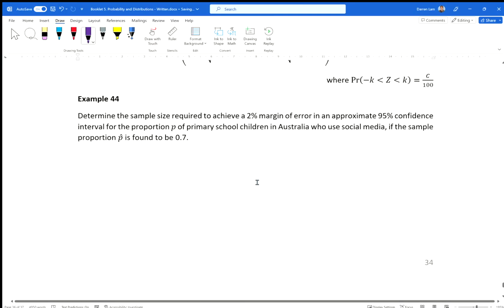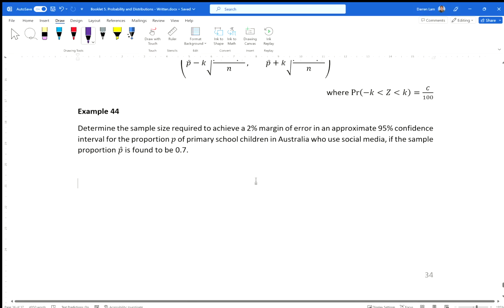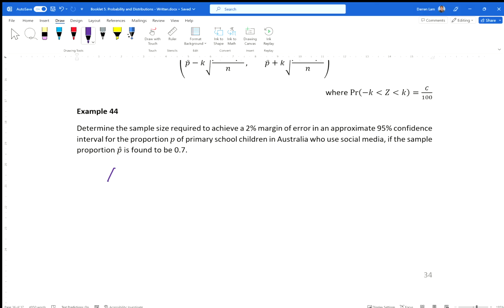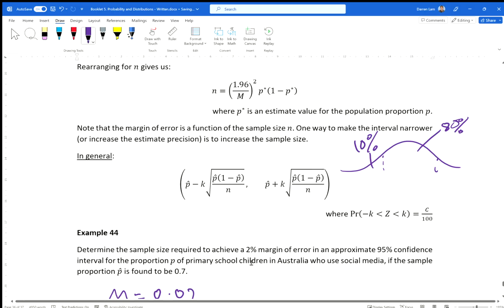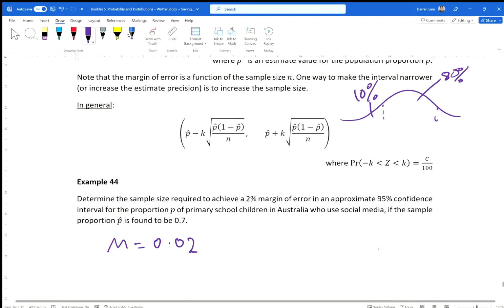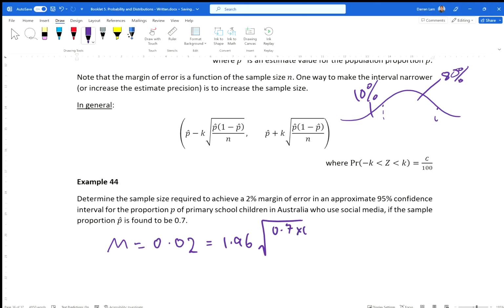Let's move on. Example 44. Determine the sample size required to achieve a 2% margin of error. So now we're finding the n value in an approximate 95% confidence interval for the proportion p. The rest is the same. So I'm going to write m equals 0.02, because we've said the margin of error is 0.02. I'm going to use my formula. It does say 95% confidence interval, so I can keep it as 95%. So I'm going to go equals 1.96, don't need to change that, square root of 0.7 times 0.3 over n, of course, n being our unknown variable in this case.